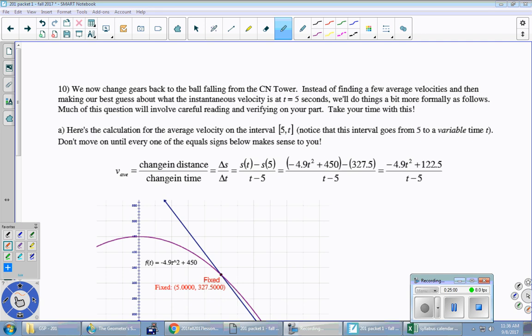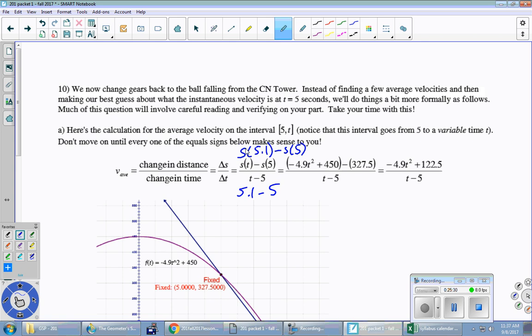So we know that average velocity is change in distance over change in time. And so instead of s of 5.1 minus s of 5, which is what we had on the previous one, the first calculation we did, it's now a general t. But the minus s of 5 is the same. And then on the bottom, it used to be 5.1 minus 5, but now it's t minus 5, right? So it's just the same calculation, changing our specific 5.1 to a t.